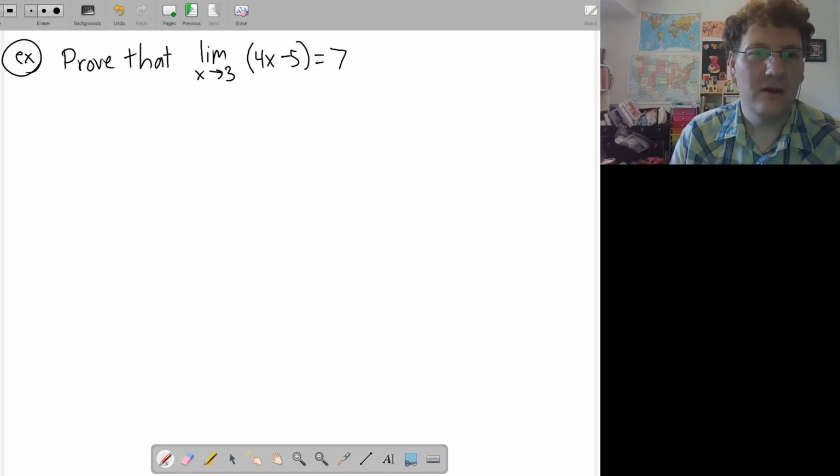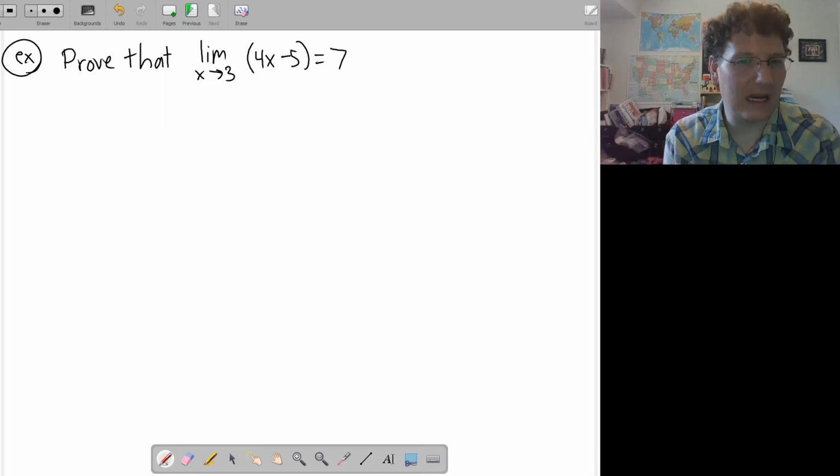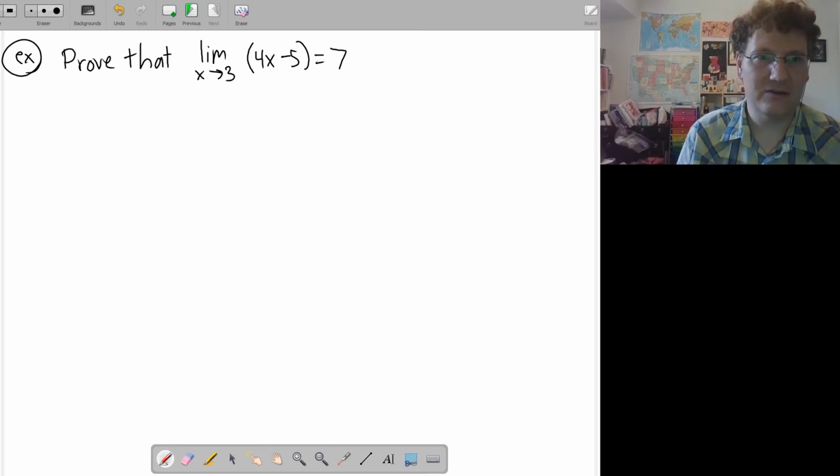Here's an example. I want to prove using this epsilon delta definition that the limit as x approaches 3 of the function 4x minus 5 is 7. So here I'm kind of cheating, and I already know that the limit is 7, and I want to prove it using the epsilon delta definition.